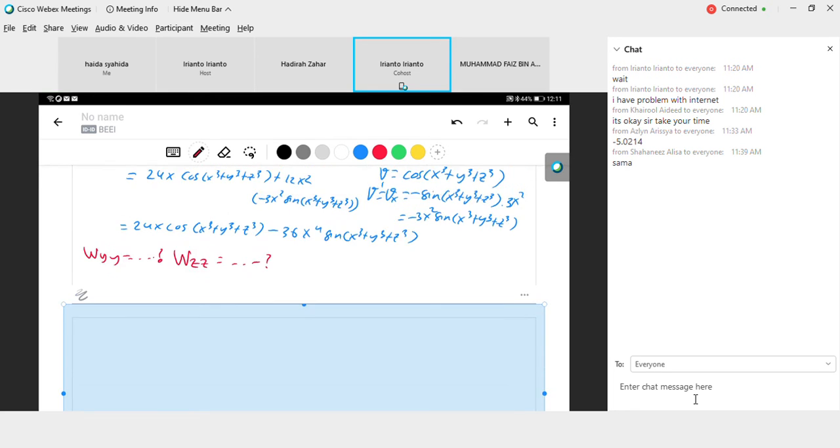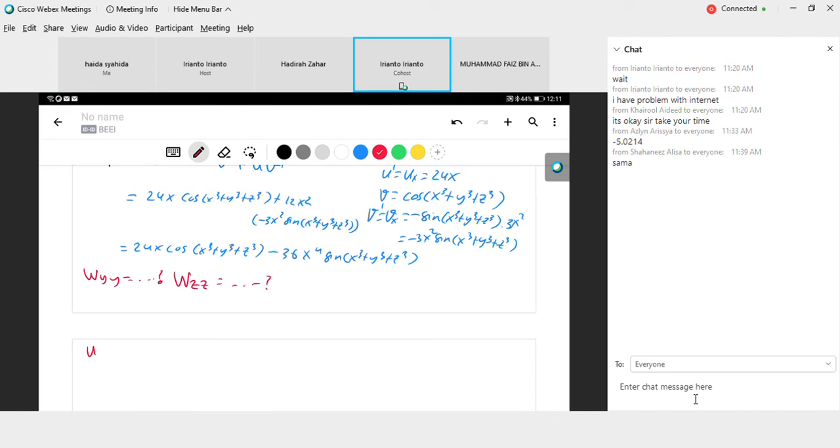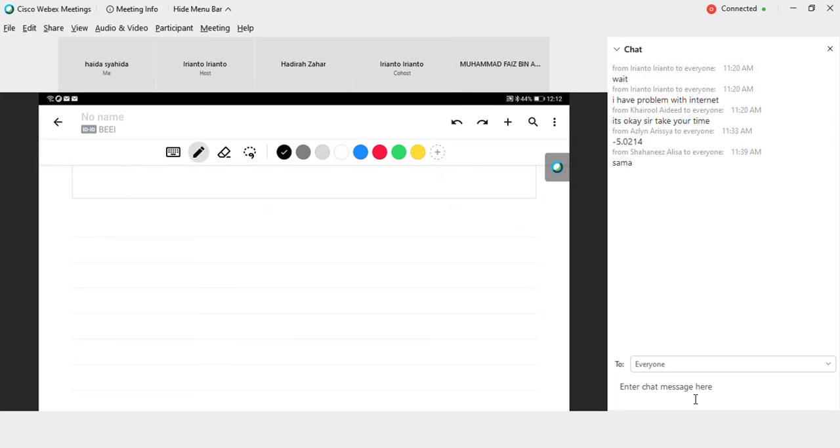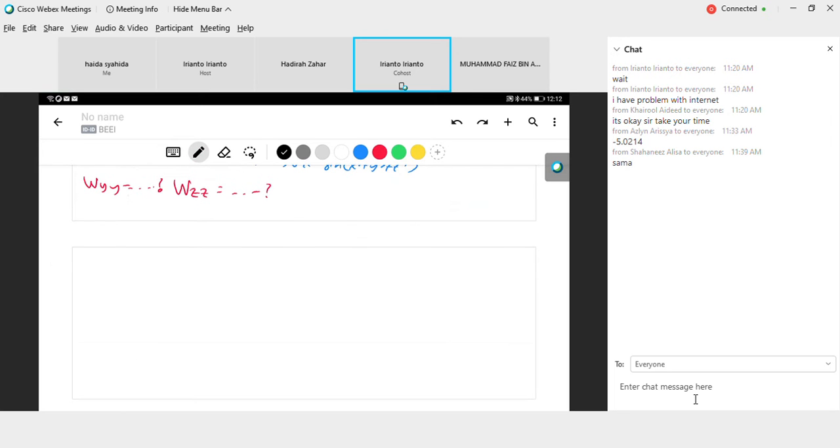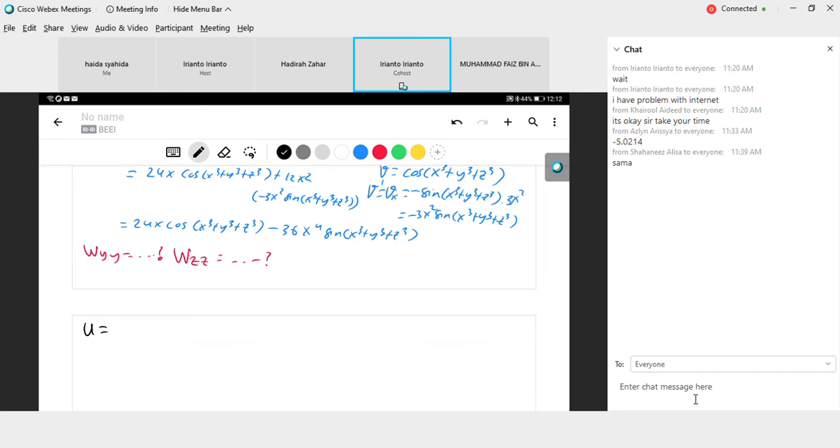Okay. Number 9, they give you the information that u equals x squared y squared over x plus y, and then show that x ux plus y uy equals 3u. Okay, you need to show this one.